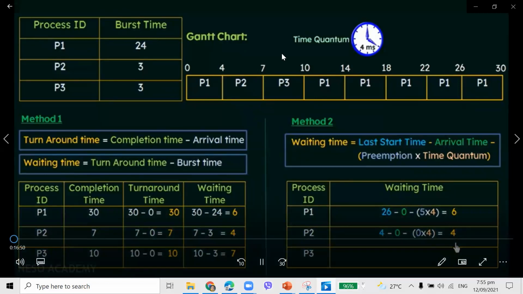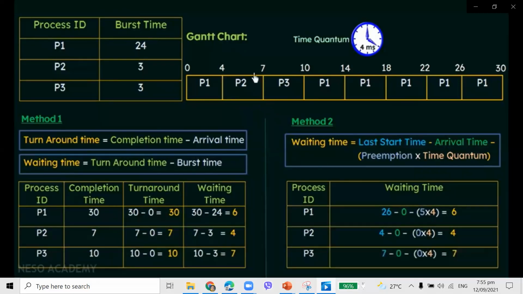Finally for P3, we see that the last start time of P3 is 7 milliseconds. So P3 also got the CPU just once and it completed its execution that time itself. So this is the first and last start time. So 7 is the last start time for P3, and then the arrival time, as we know, is 0, and the preemption. So we see that P3 also was never preempted. So it is 0 into the time quantum, which is 4 milliseconds. So 7 minus 0 minus 0 into 4. So that will give us 7 milliseconds.